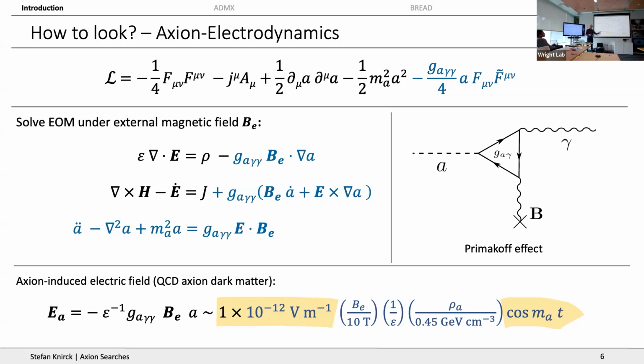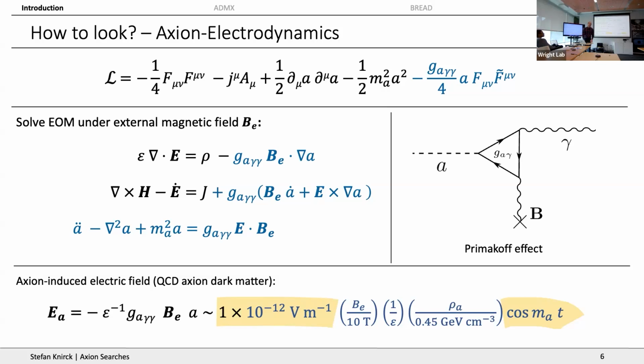Unfortunately, it's extremely tiny, 10 to the minus 12 volts per meter, even if I have a 10 Tesla magnet, which is around the order of magnitude of some of the strongest magnets we have. So that's quite challenging, but there's one nice thing. The axion field, like we said at the beginning, is oscillating in time with a frequency that corresponds to the mass of the axion. So if we can leverage this oscillation, maybe we can detect this.